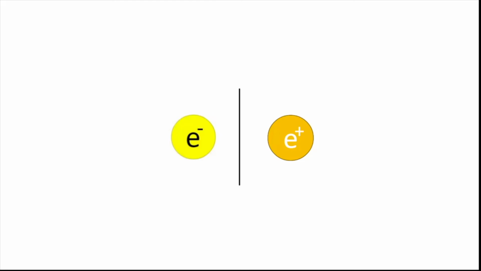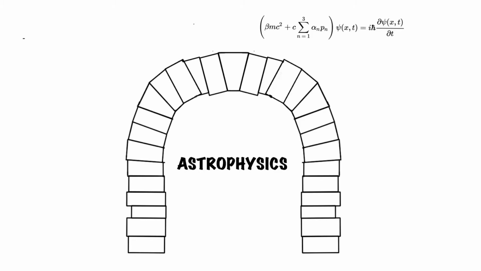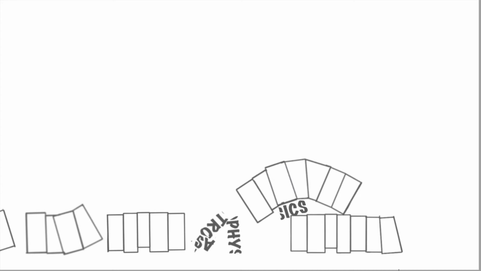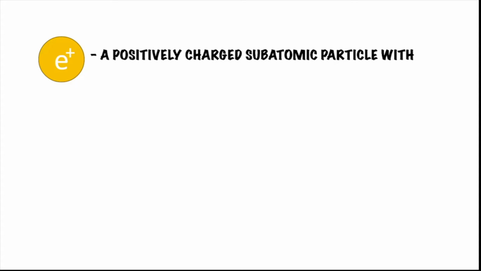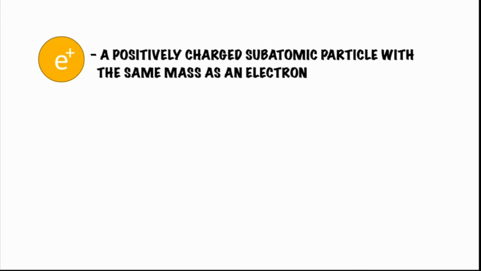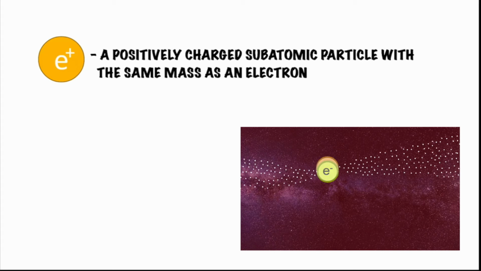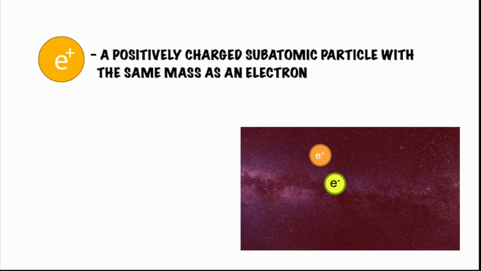So astrophysicists are kind of banking on the idea of antimatter because if it doesn't exist, their world would literally fall apart. This necessary particle is what we call a positron. Now, a positron is a positively charged subatomic particle with the same mass as an electron. Its sign is E+, to show that it has a positive charge and is the exact opposite of an electron. Positrons will react with normal electrons to make gamma radiation of photons, or light, through annihilation.